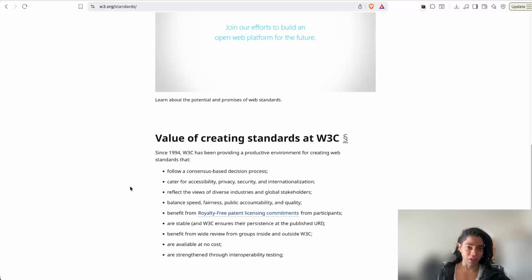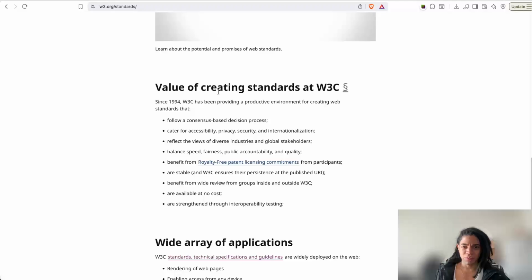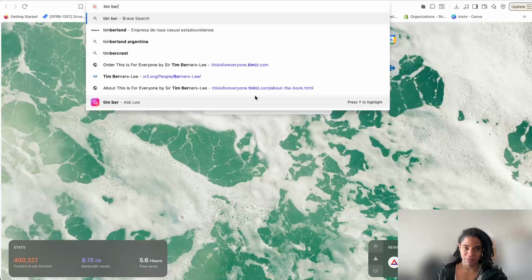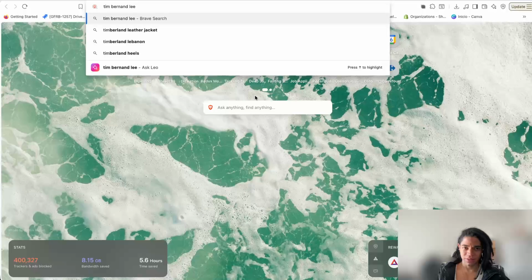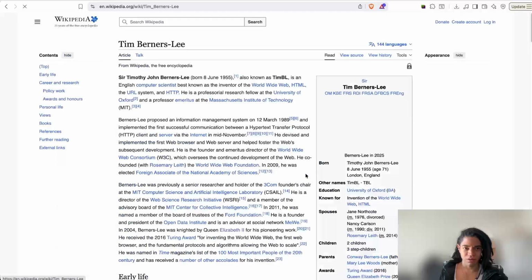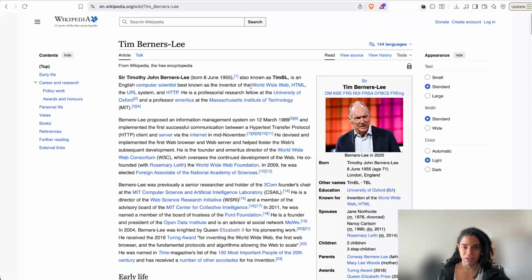Okay, so that was part of the marketing campaign about the value of creating standards at W3C. Since 1994, the W3C has been around, and let me be clear about this because this is where all of this came from, especially with Tim Berners-Lee, the founder of the World Wide Web, the HTML, the URL system, and HTTP.